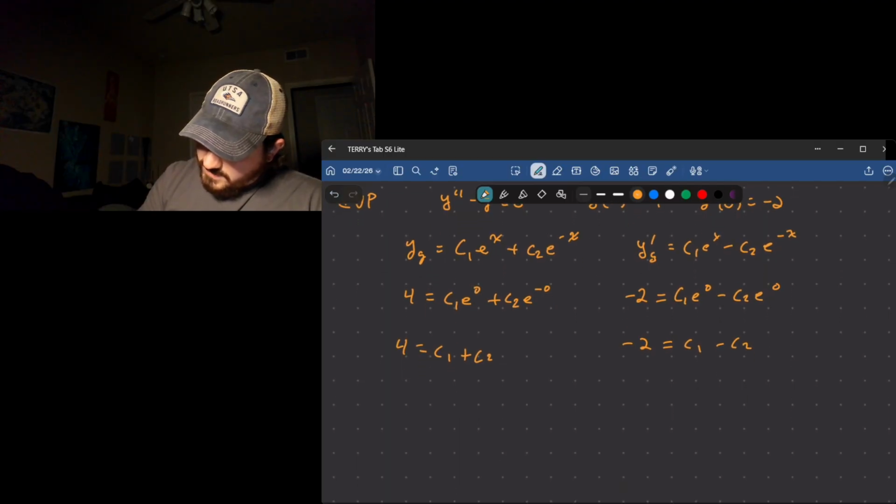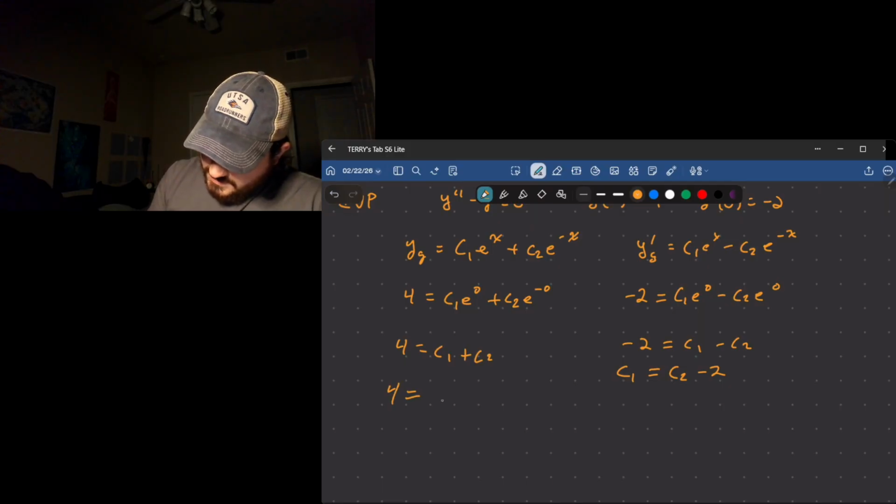And then we can pick either of these to solve. So I'm just going to solve this right one for c1, because I just have to add over c2, so that just seems easier to me. And then I can plug this in over here. So I get 4 is equal to c2 plus minus 2, and then plus c2, right? Add the 2 over, so I get 6, and then I have 2c2, so c2 is equal to 3.